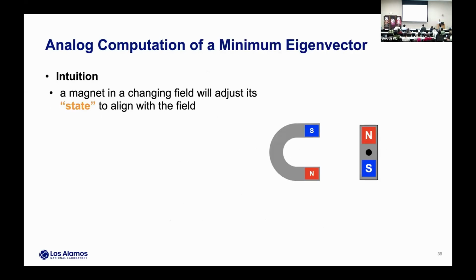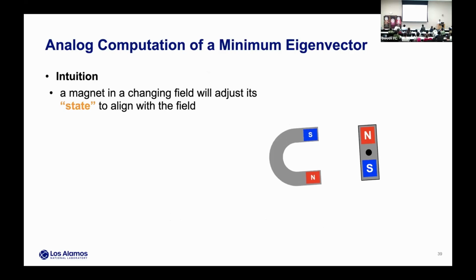Let me begin by giving you an intuition with a really trivial example we all could do in high school. Imagine that you have two magnets. The linear magnet is going to be pinned to the table. That's what the black dot means. And then we are going to control the U-shaped magnet. My claim to you is that the state of the rectangular magnet tries to always align itself with the U-shaped magnet as we change the U-shaped magnet.